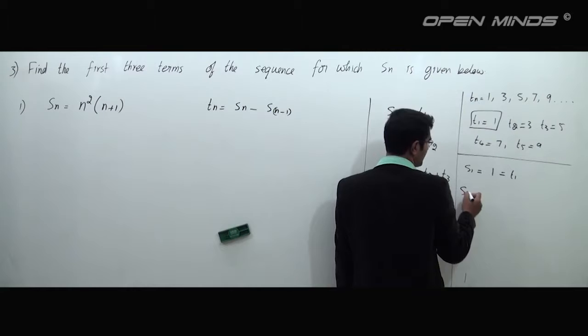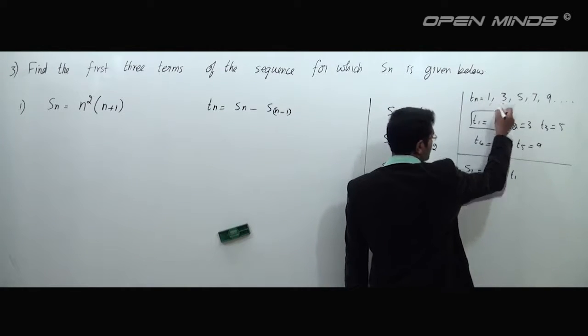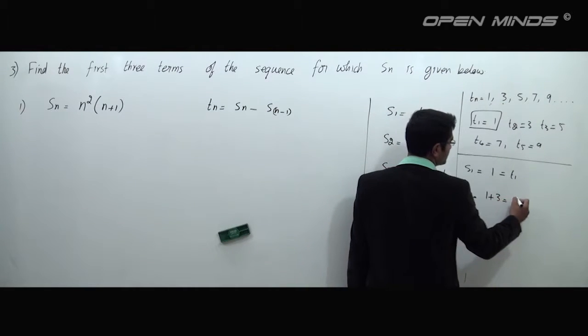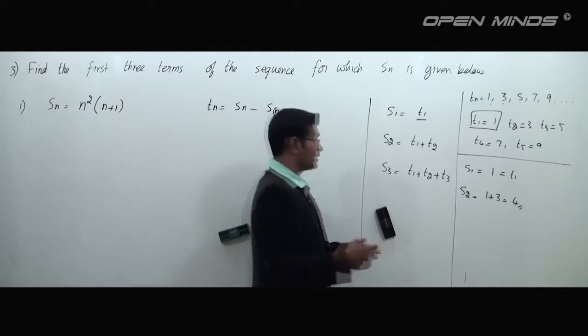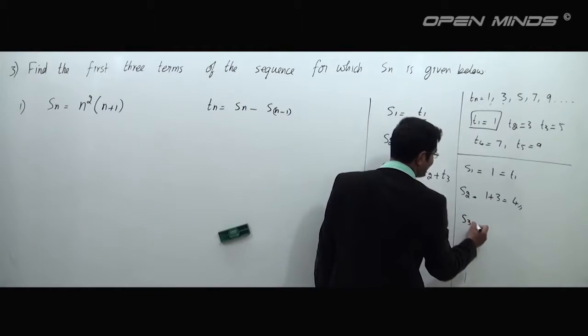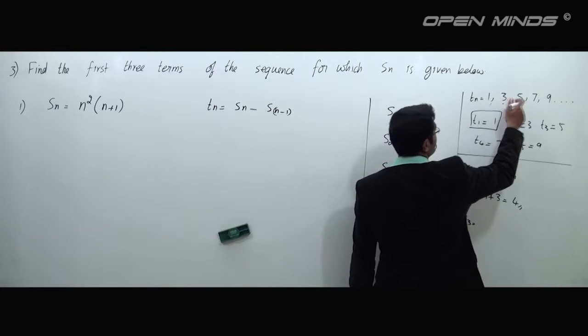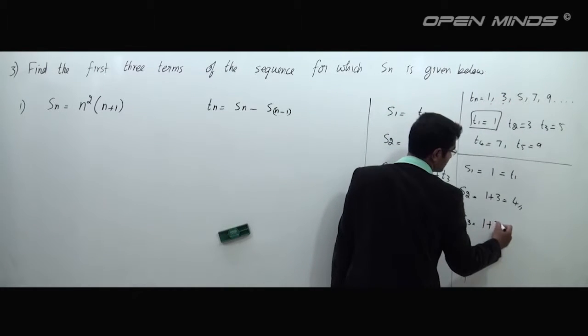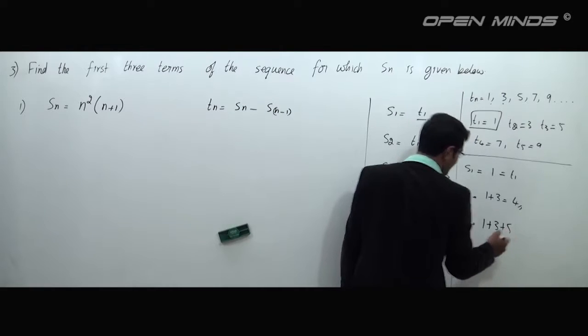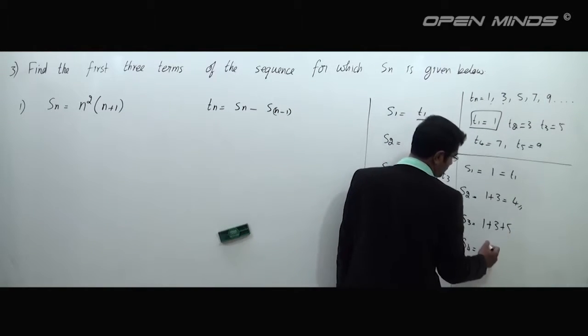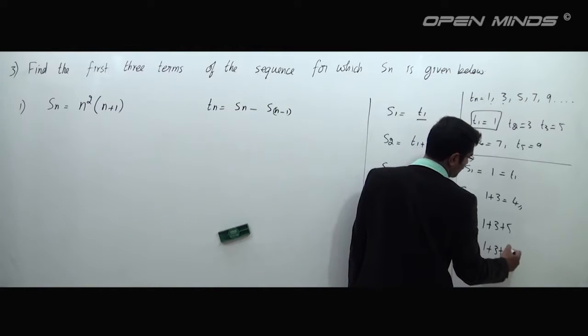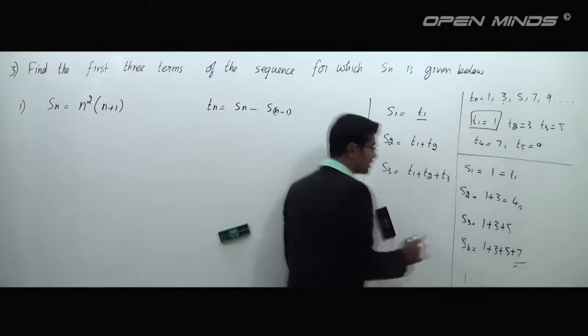Now what is S2 then? S2 is adding these two terms. That is 1 plus 3, which is 4. So that is S2. It means the sum of the first two terms. Then what is S3? S3 is 1 plus 3 plus 5, adding the first three terms. Like that, S4 would be adding the first four terms, that is 1 plus 3 plus 5 plus 7. So that's how it works.